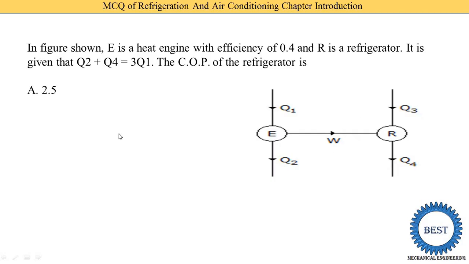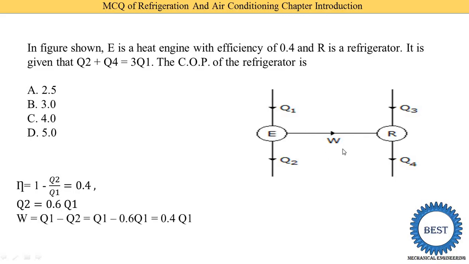Here I give the answer in detail. These are the various options given. First we find the efficiency, that is 1 minus Q2 upon Q1. Efficiency is given as 0.4. From that we conclude that Q2 is equal to 0.6 Q1. Then we find the work done. Work done is equal to heat supplied minus heat rejected, that is Q1 minus Q2. Now Q2 is derived from the efficiency equation, that is 0.6 Q1. Putting the value of Q2 in this equation, we get the work done equal to 0.4 Q1.